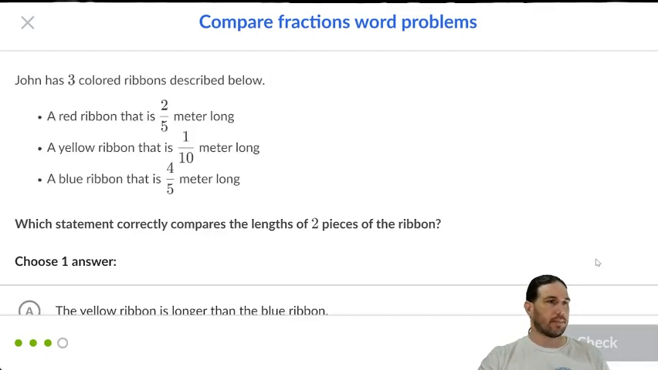Moving on. John has 3 colored ribbons. A red one that is 2/5 of a meter long, a yellow one that is 1/10 of a meter long, and a blue one that is 4/5 of a meter long.